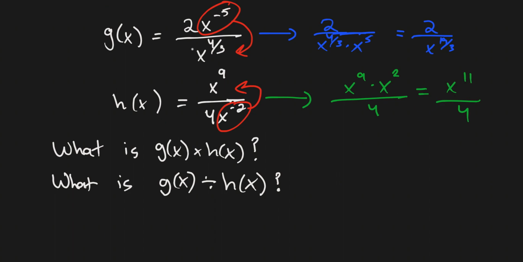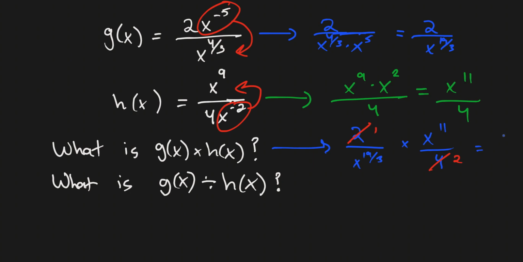So now we can solve these problems here. Let me do this one in blue. So what we would do is 2 over x to the 19 by 3 multiplied by x to the 11th by 4. Notice here that this becomes 1 and this becomes 2.